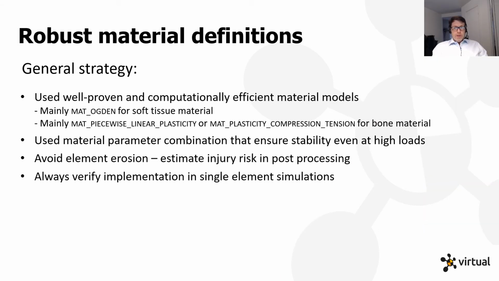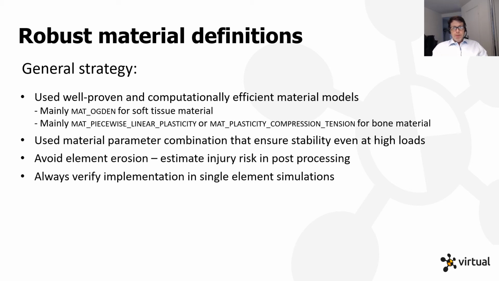The general strategy for material models was to use well-proven and numerically fast material models. We have mainly used the Ogden material model for soft tissues and piecewise linear plasticity or plasticity tension compression for modeling bones. We also try to use material parameters that always result in stable solutions. An example is to avoid using too many parameters to fit the shear modulus in Ogden material.